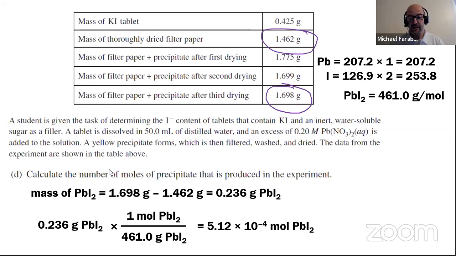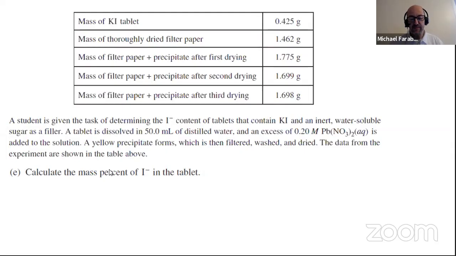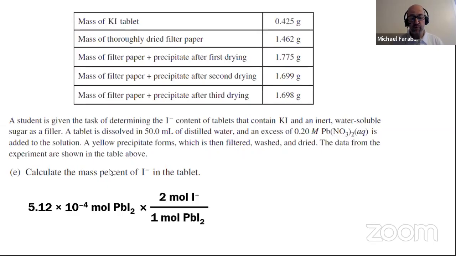Part E asks us to calculate the mass percent of iodide in the tablet. Since the mass of iodide comes from the lead iodide, which we already know the moles of, let's convert moles of lead iodide into grams of iodide. Now remember, there are 2 moles of iodide for every 1 mole of PbI2. Again, the periodic table tells us that there's 126.9 grams of iodine for every 1 mole. And it doesn't matter whether it's I, the atom, or I minus, the iodide ion. That's not going to change the mass. A single electron is not going to make a difference. So if we do this math, we get 0.130 grams of iodide.